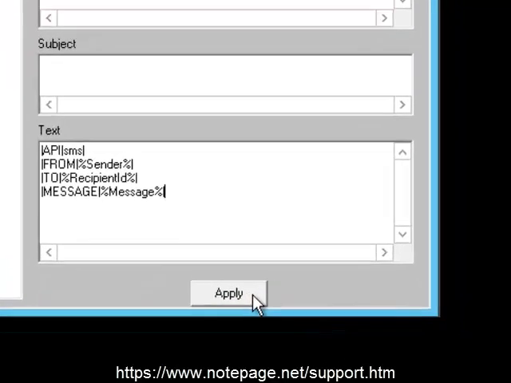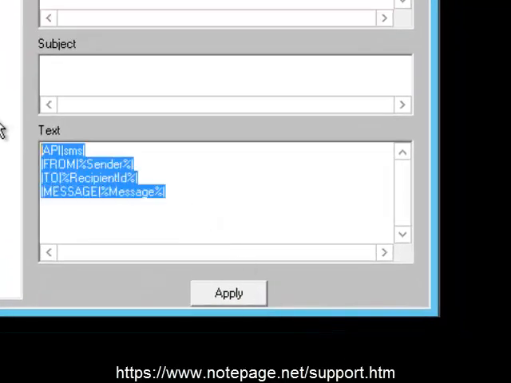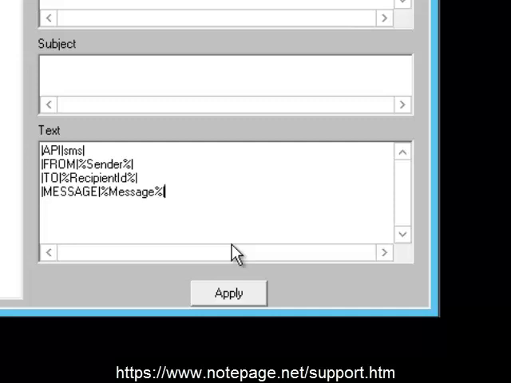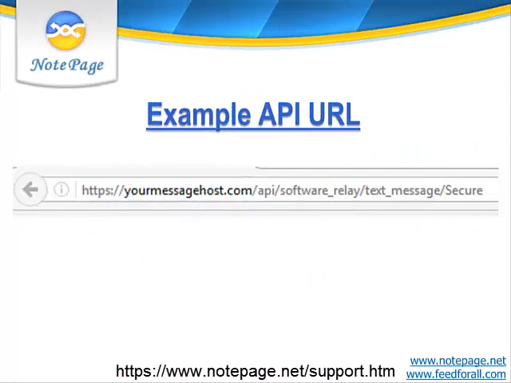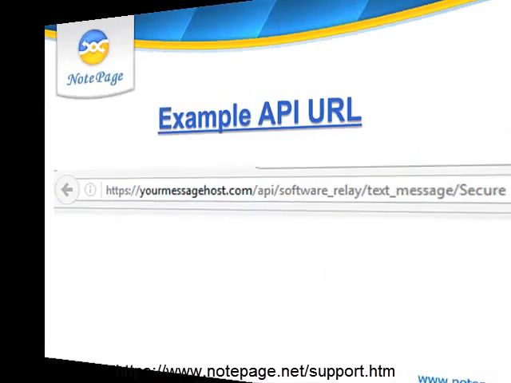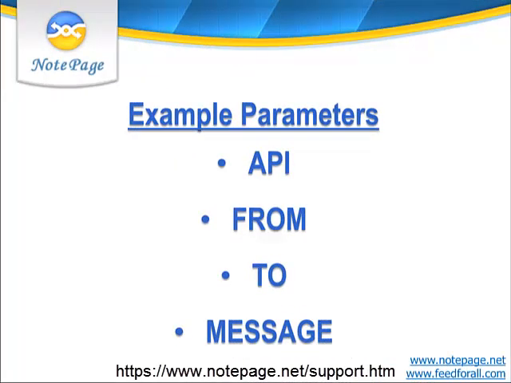The complete text section of the carrier's template should look like this. When finished, click Apply. So now we've taken this and broken it down into its 2 parts, the URL and the parameter names and values, and configured PageGate to submit this information to the web API.